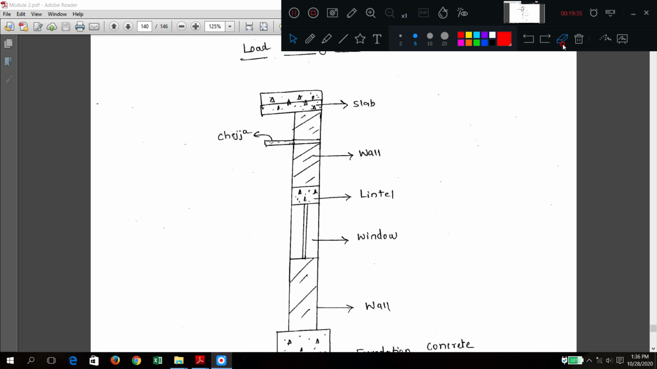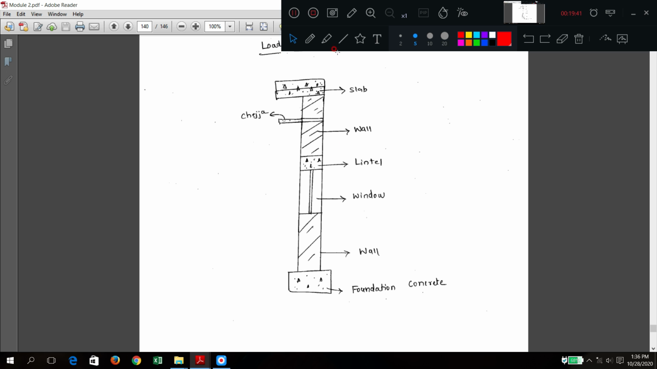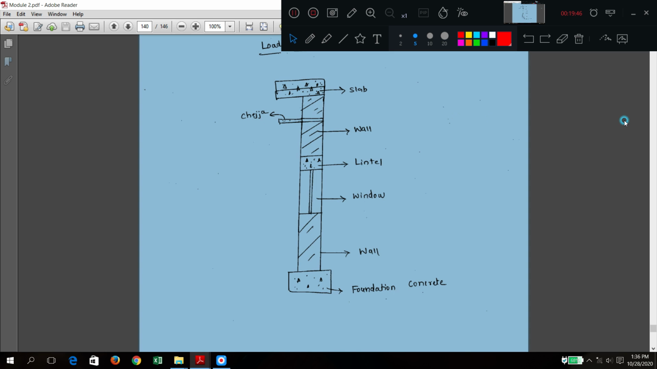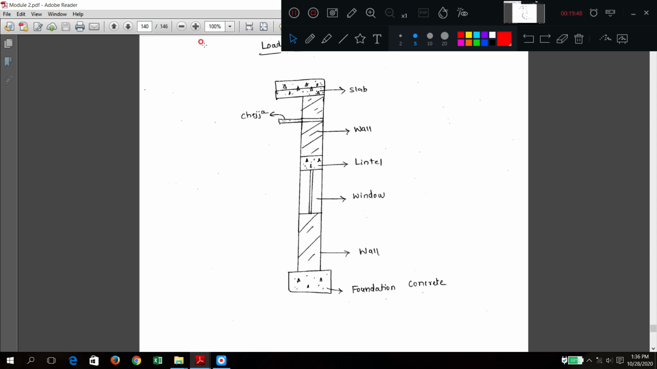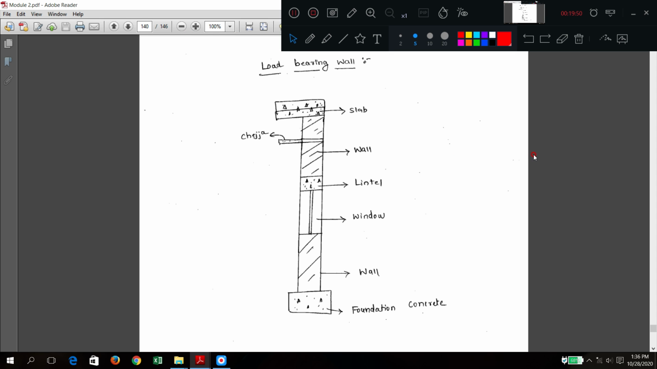This is a typical diagram of a load bearing wall. We will see it in the next class.